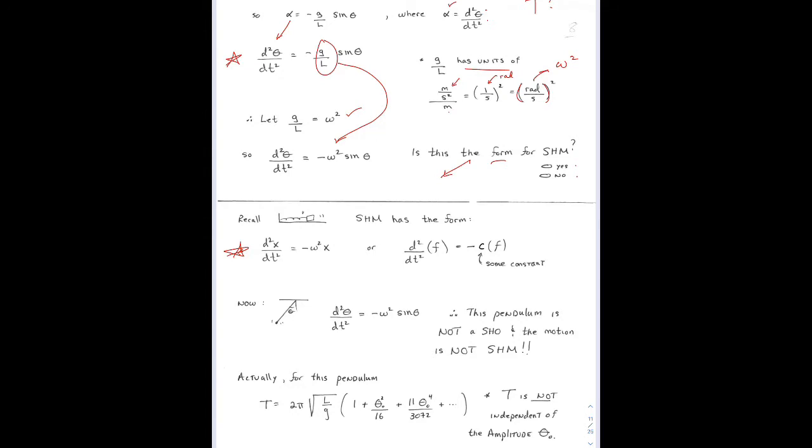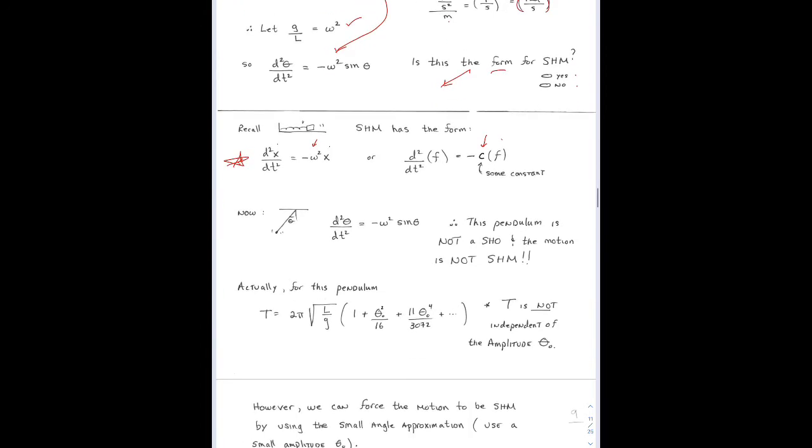So remember the pattern. Here you have the function x. You take two derivatives, minus a constant, and you get minus a constant times the same function back. You have a function, you take two derivatives, you get minus a constant times the same function back. This is what we have here.